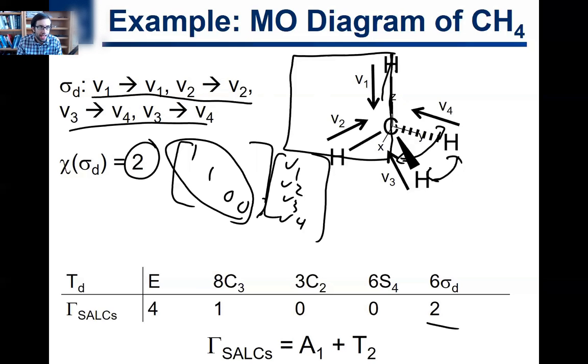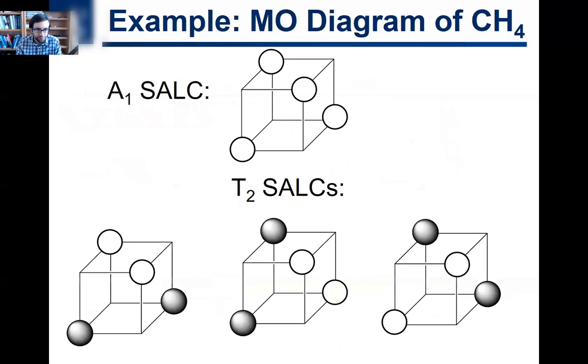Now we have to reduce that. If we reduce that using the formula that we went over in chapter 2, or by inspection, you'll see that this is A1 plus T2. Here is what the SALCs look like. You're always going to have a totally symmetric SALC, and that's going to be all the orbitals just in phase. We have s orbitals, and we can write them all as light, or we can write them all as dark. Those are equivalent. That one's always easy to get. The T2 SALCs are harder to get.